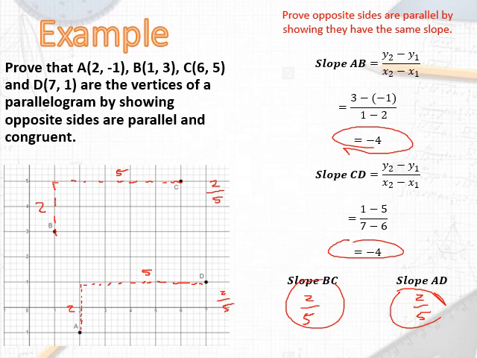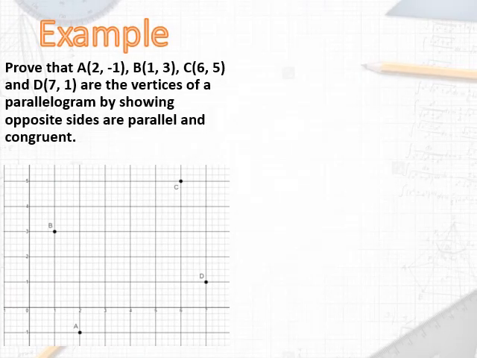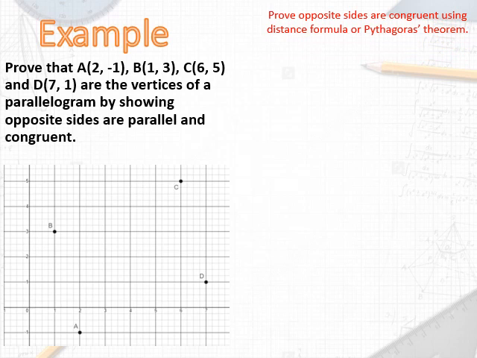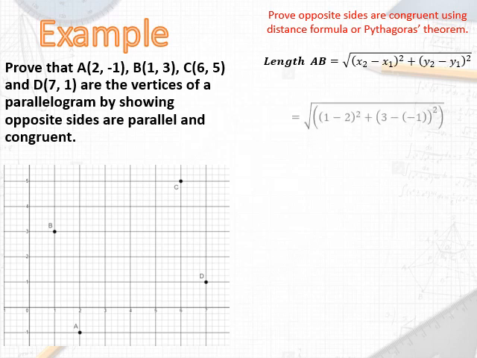But now let's say that we want to do it by proving the sides are congruent. So I'll go back to my blank diagram. Proving the opposite sides are congruent, now we're going to break out the distance formula. So this is x2 minus x1 squared, plus y2 minus y1 squared, add them, square root it. Putting in my numbers for A and B again, once again, B is going to be my x2 and y2, and A is going to be my x1 and y1.